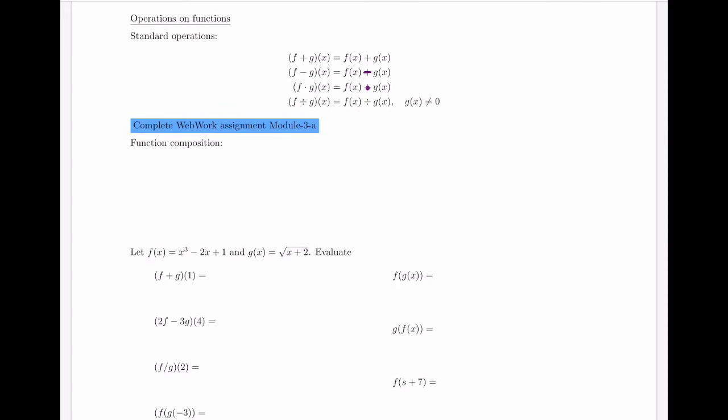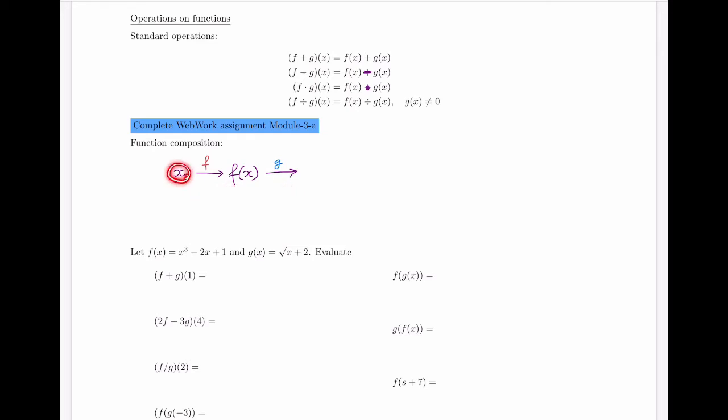The other function operation that does not have a corresponding meaning in terms of arithmetical operations is function composition, which means that we're going to apply functions one at a time in sequence. So let's say I start with some input x and I apply the function f to it. Then the output is going to be f of x. And then I'm going to apply another function to this output. Let's call it g.